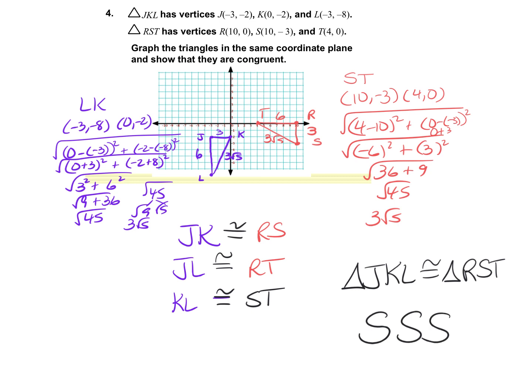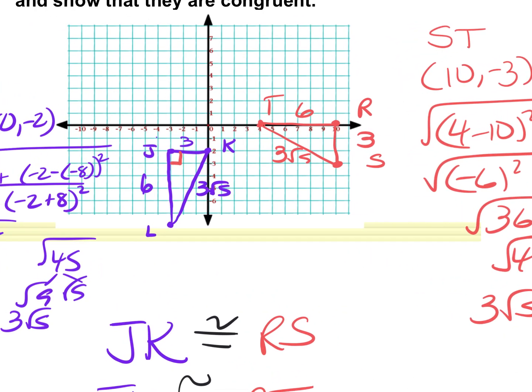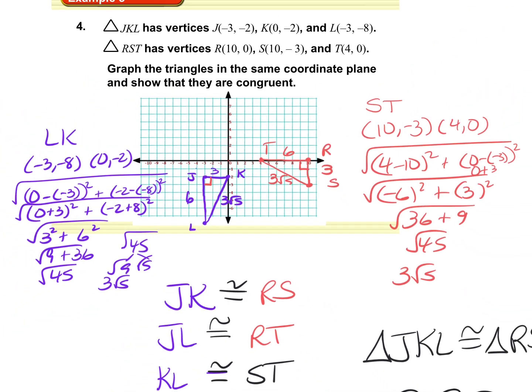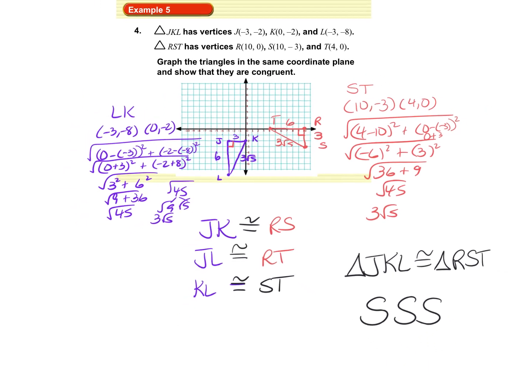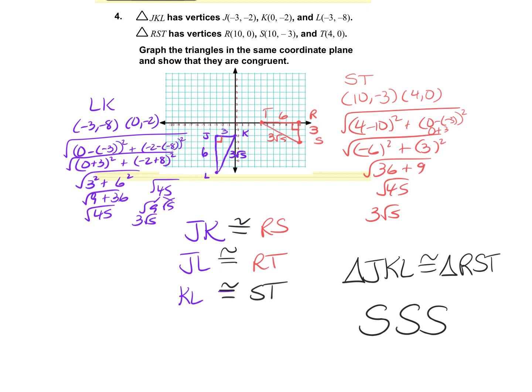Now, technically, because I've got a horizontal and a vertical line intersecting, I know that a horizontal and a vertical line always form perpendicular lines. So I also could show I've got a right angle here. So I could also have shown side angle side. Now, if you weren't graphing it and you didn't see that it was horizontal and vertical, then what you would have had to do is calculate the slopes of the lines and show that they were opposite reciprocals.